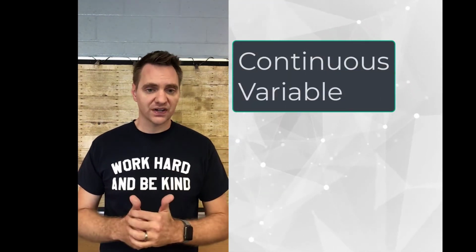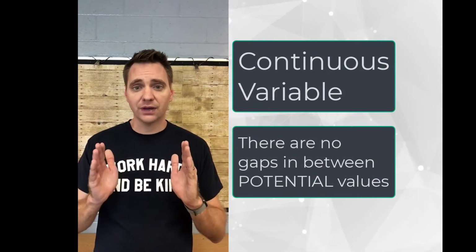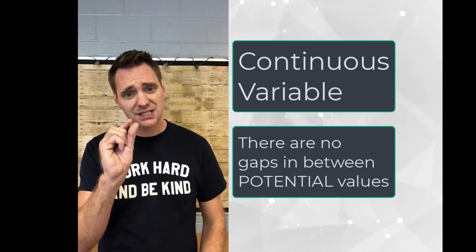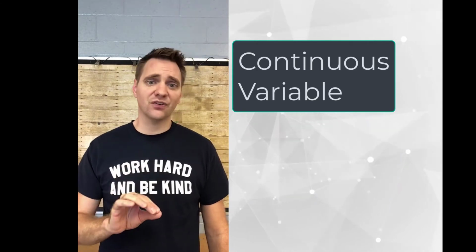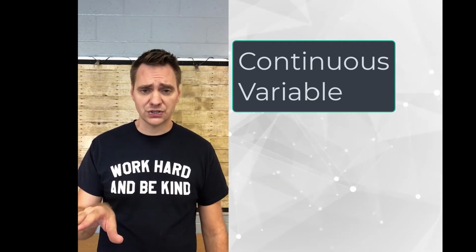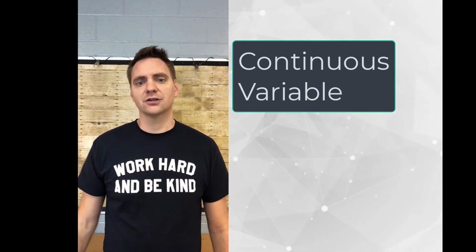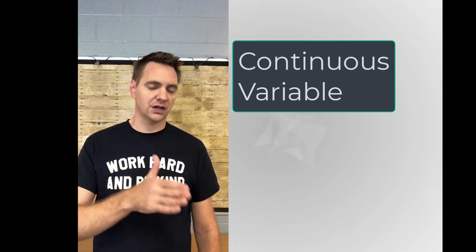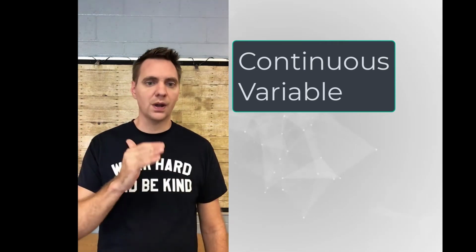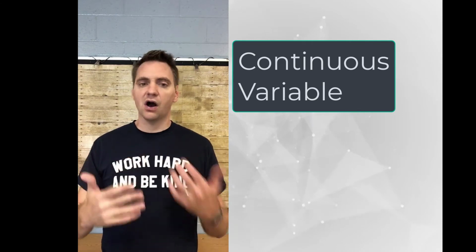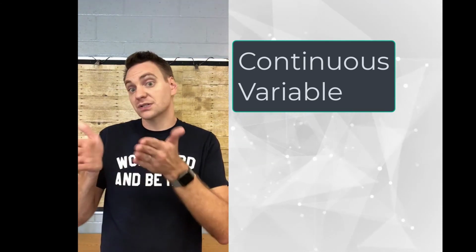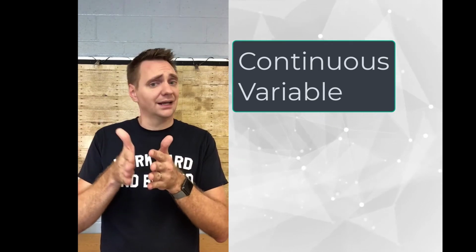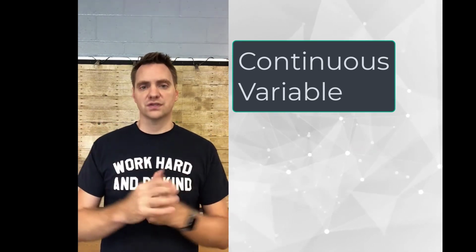A continuous variable, however, potentially has no gaps, or those gaps are infinitesimally small. If you have precise enough measurement tools, maybe you could find a possible value in between any two. For these, think about your lab science. You've got your measurements of height, weight, distance, time. All of these things are generally going to be considered continuous because I can always measure time down to the nearest millisecond, nanosecond, whatever the smallest unit of measurement might be, right?